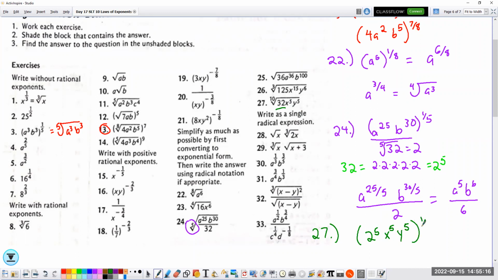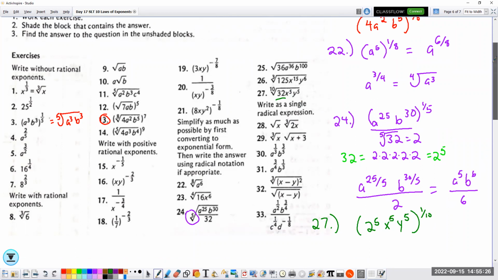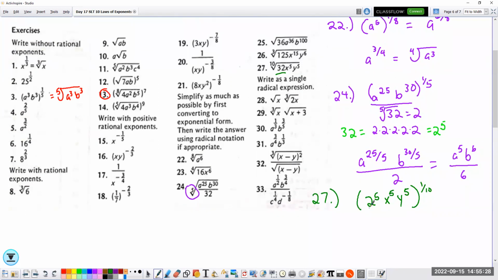And now I'm going to go to the 1/10th power. And this is going to be great because I noticed that everything has a 5th power. And when I multiply 5 times 1/10, I'm going to get all of these values: 2 to the 5/10, x to the 5/10, y to the 5/10. All of these fractions reduce to 1/2.